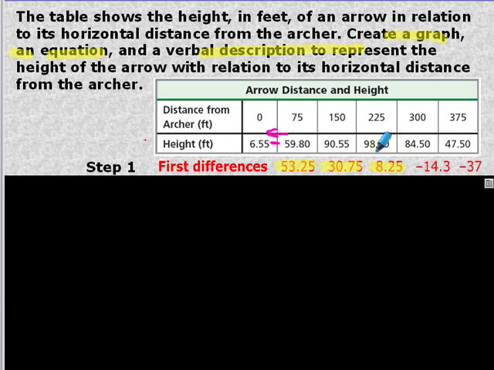Subtract this from this, I get a negative value. This from this, I get a negative value. We can see these aren't constant. If this were a linear function, these would all be the same value. So this means, since they're different, this is not a linear type of function.